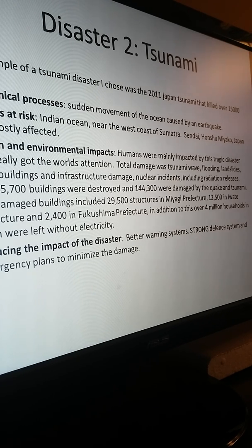So reducing the impact of the disaster would just be a better warning system, and I guess you could try to have a strong defense system and emergency plans to minimize the damage. But other than that, the tsunami was huge, so there's limitations on what you could actually do.